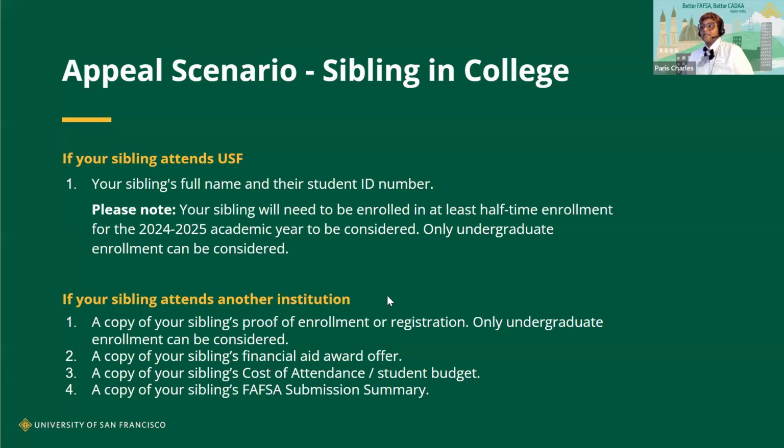If your sibling attends another institution, we would need a copy of your sibling's proof of enrollment or registration for 24-25, a copy of your sibling's financial aid award offer for 24-25, a copy of your sibling's cost of attendance or student budget for 24-25, and a copy of your sibling's 24-25 FAFSA submission summary. So we will need all that documentation, and an appeal will be opened for you to be able to submit those if you reach out and let us know.